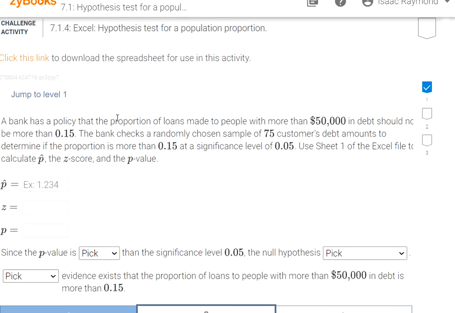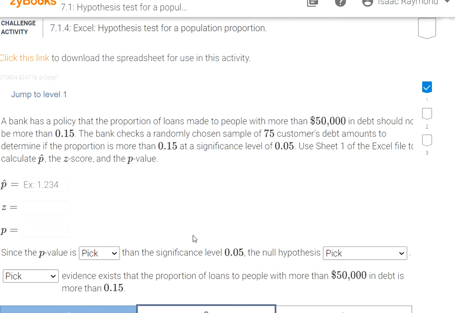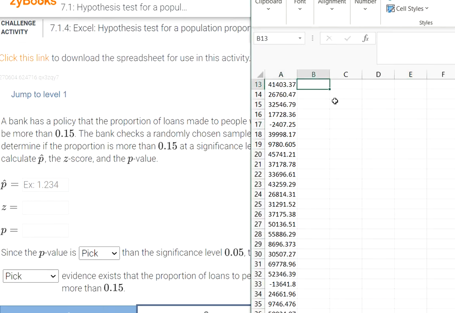I guess another thing I can do is I can help with the table here. Sheet 1 of the Excel file. So if I go to Sheet 1 on the bottom, they're looking to see whether it's greater than $50,000, right? So this first one is less than $50,000. I'd want to code that to be a 0. Man, a lot of these are going to be. This is less than $50,000.